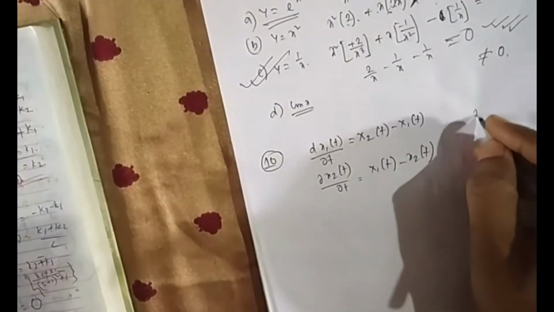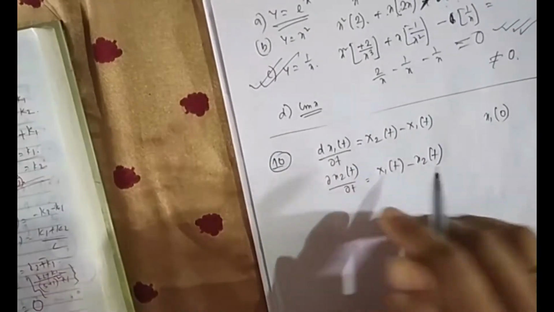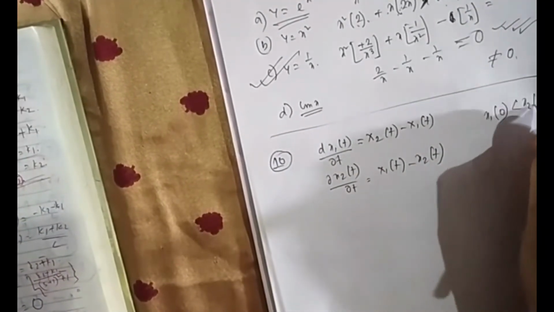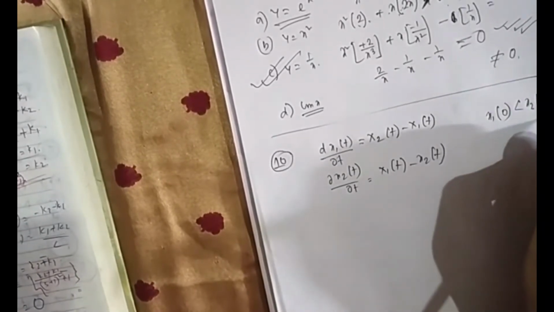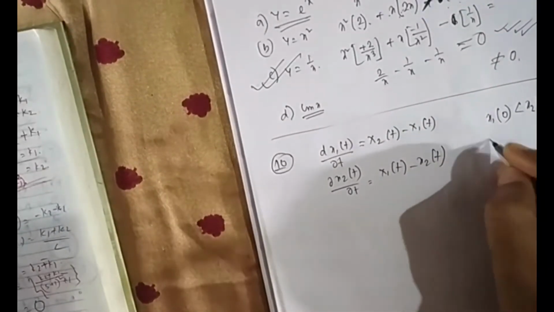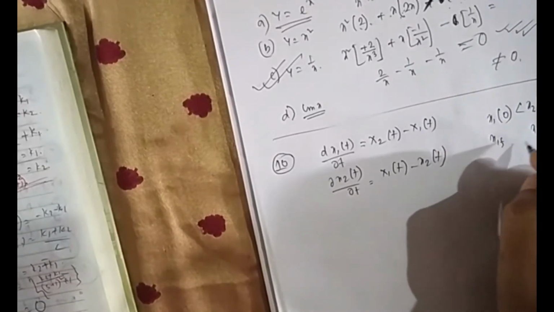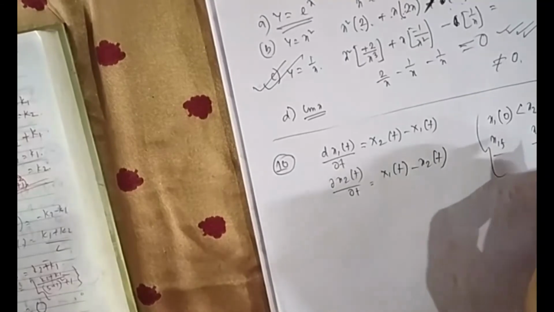What is asked? This is the differential equation they have given in question 10, and they have given x1(0) ≤ x2(0) ≤ alpha. Then they have given some final value. Which of the final values will be smaller, less than or greater? They are asking x1 final and x2 final. So you have to take the limit as t tends to infinity, find this final value, and compare whether they are equal or less than or greater.